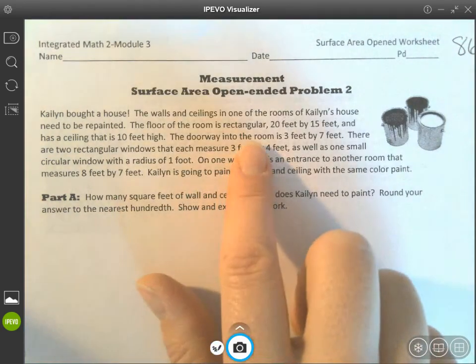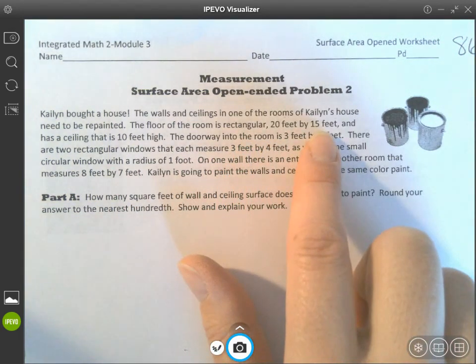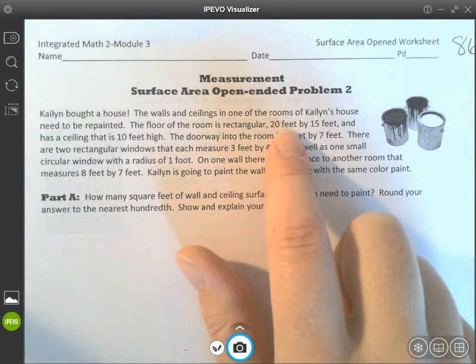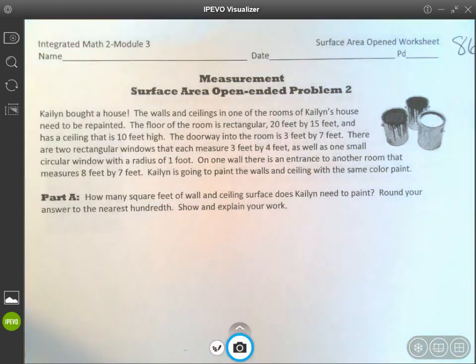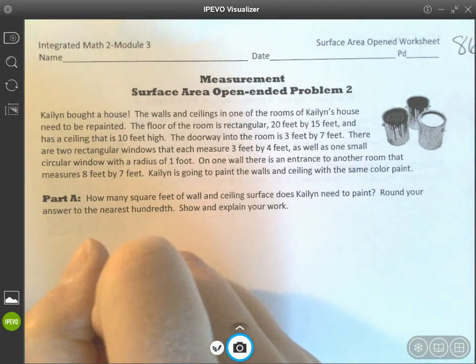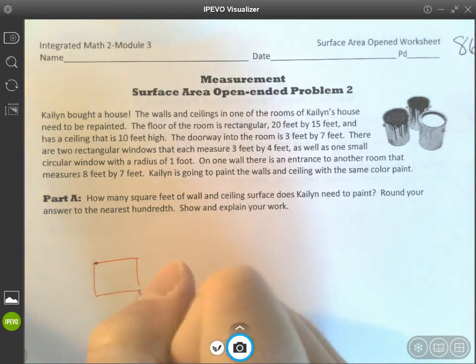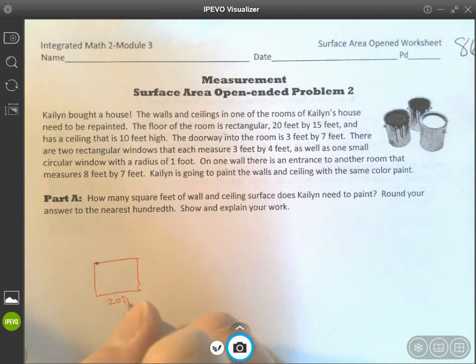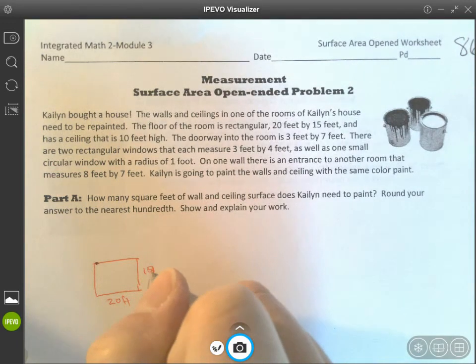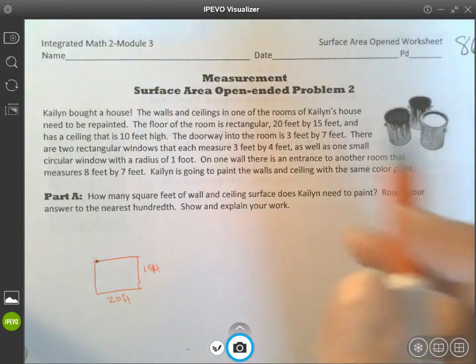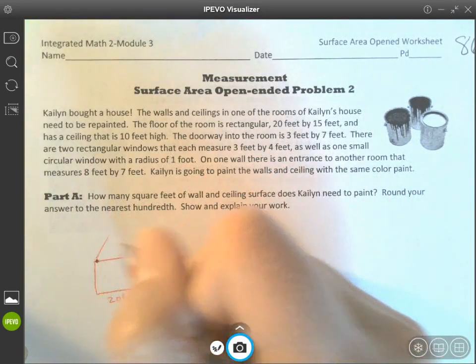The floor is rectangular, it's 20 by 15, and it has a ceiling 10 feet high. So it's really good to have all that information. So there's your length, width, and height of your room. Got it? So if you want to draw it, here's my rectangular floor, 20 feet by 15 feet. Don't make this too big, so you're going to need a little room to work. And then it tells you that it has a height, what was the height? 10 feet high.